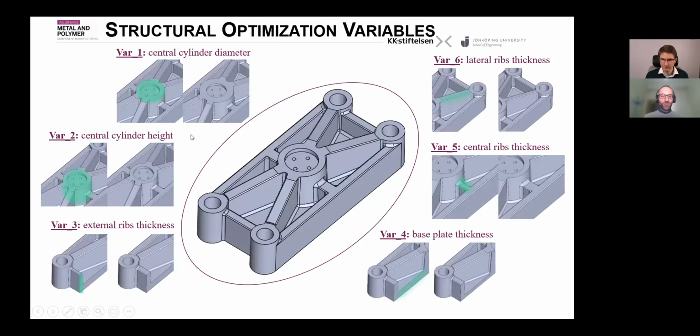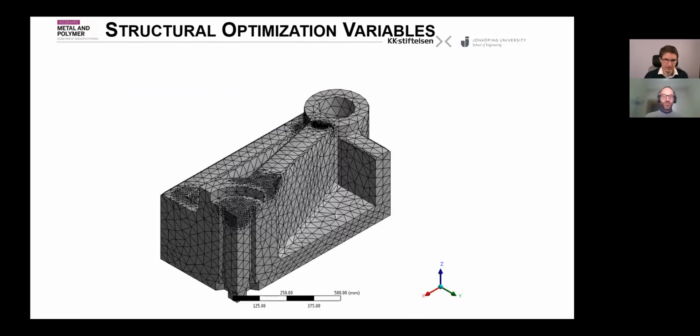From the structural point of view, these are the variables that we could change. We could change the central cylinder diameter, its height, the thickness of the external ribs, the thickness of the base plate, the thickness of the central ribs, and the thickness of the lateral ribs.